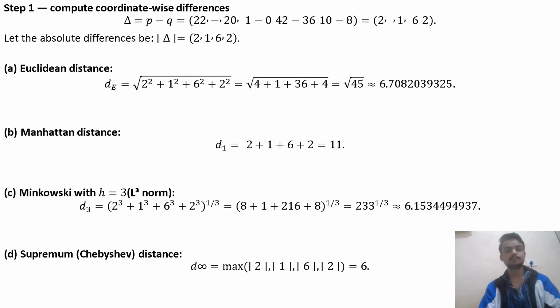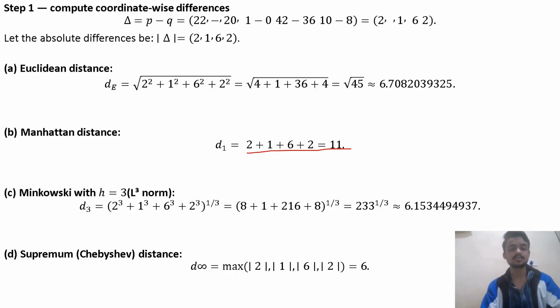Step 1 is to compute the coordinate-wise difference, delta is equal to P minus Q: 22 minus 20, 1 minus 0, 42 minus 36, 10 minus 8, giving 2, 1, 6, 2. Take the absolute differences: 2, 1, 6, 2. Euclidean distance is the square root of 2 squared plus 1 squared plus 6 squared plus 2 squared, which is root 45, approximately 6.708. Manhattan distance is directly adding these values: 2 plus 1 plus 6 plus 2, so this is 11.